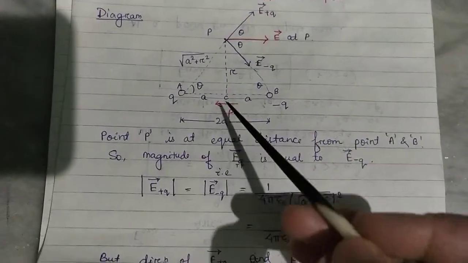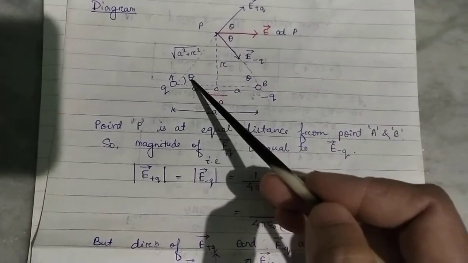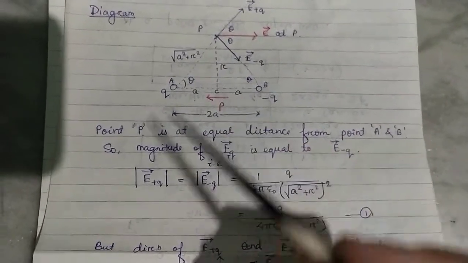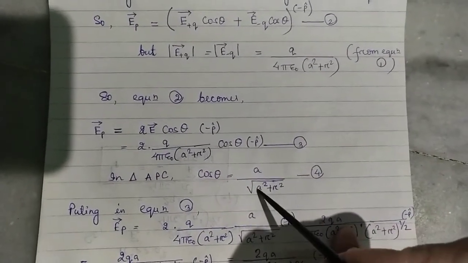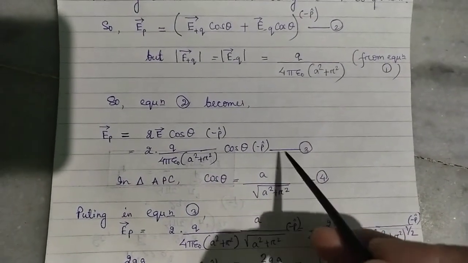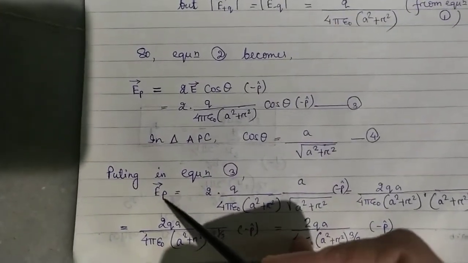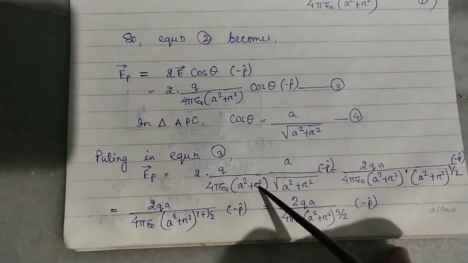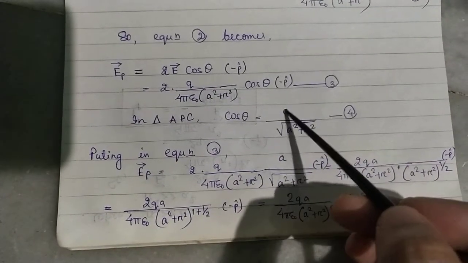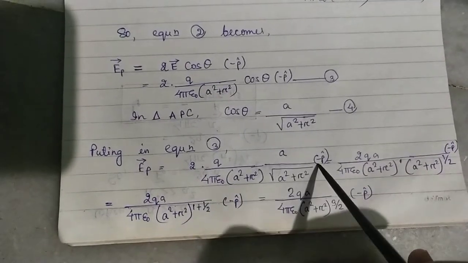So what is cos theta here? If you see the triangle APC, in triangle APC, cos theta will be equal to A divided by square root of A square plus R square. I have mentioned here in the triangle APC, cos theta equal to A divided by root over of A square plus R square. This value we will put in equation number 3. So putting in equation 3, what will we get? We'll get E P equal to 2 times Q by 4 pi epsilon naught (A square plus R square), cos theta equal to A divided by square root of A square plus R square. And what is the direction I have written here?